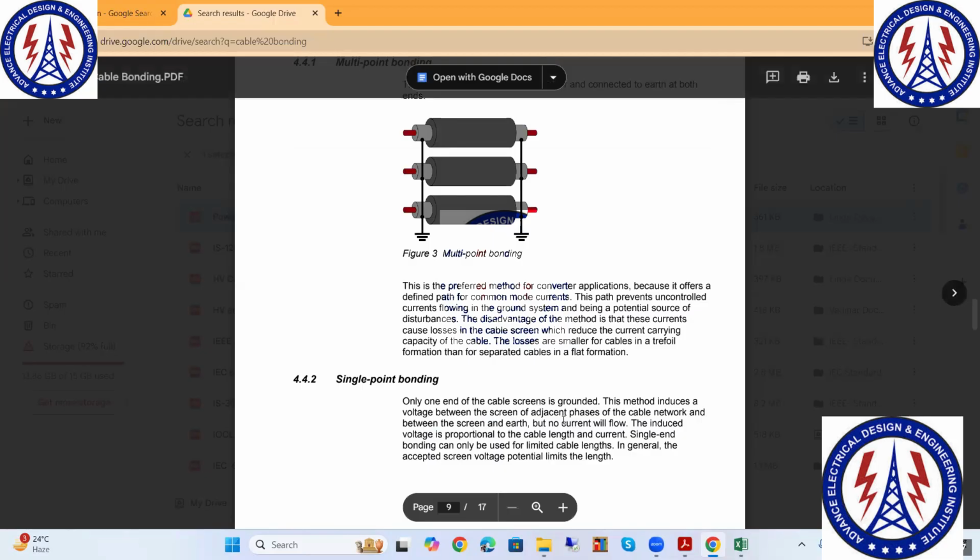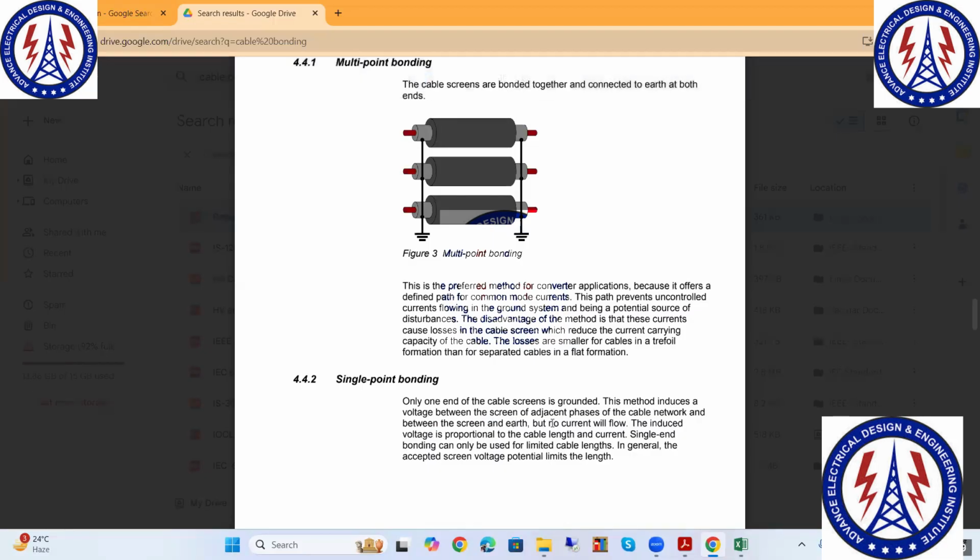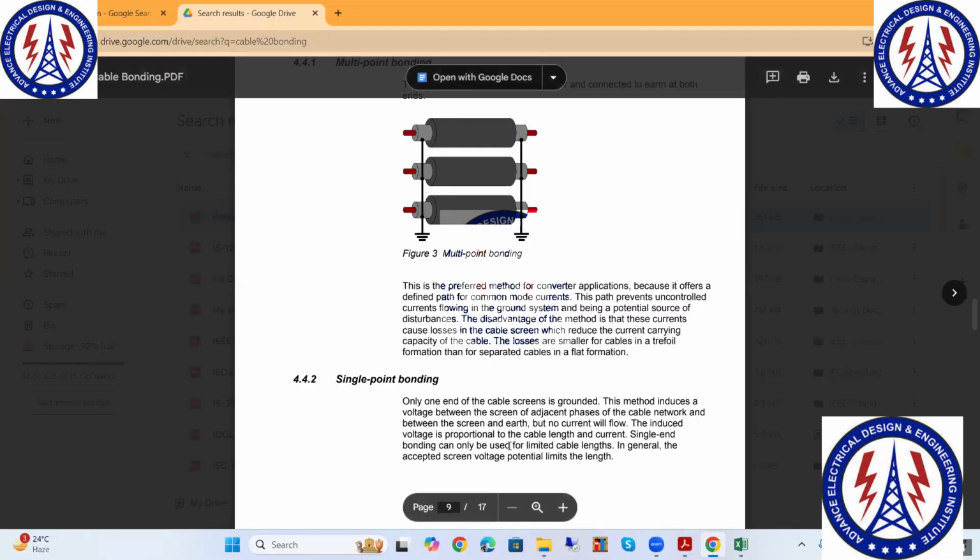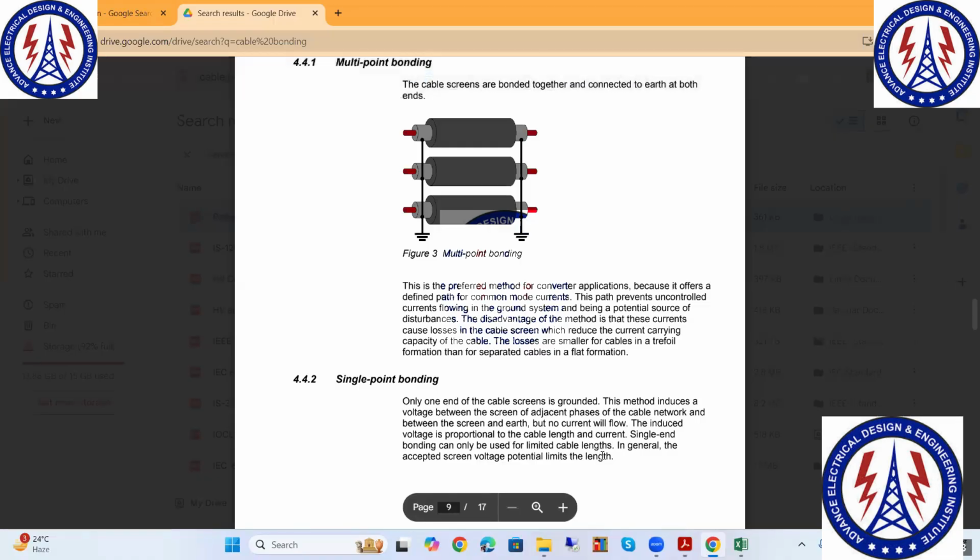In this method, when the length is lesser, they are basically telling for single point bonding. If the length is more, then people go for multi-point bonding. The screening will be grounded at both ends. It changes as per the length.